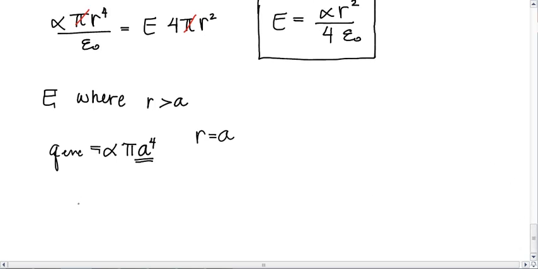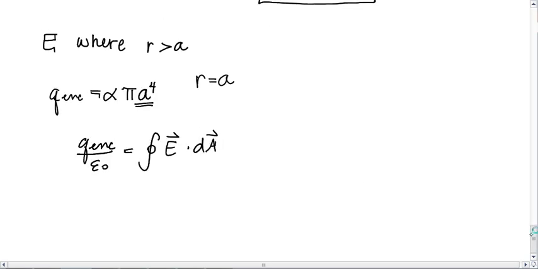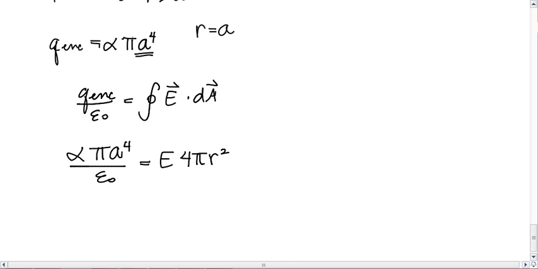So now, using Gauss's law, that's alpha pi a to the 4th over epsilon naught. But this area is the area of the Gaussian surface, which is 4 pi r squared. So your pi's can cancel, and we're left with the electric field is equal to alpha a to the 4th over 4 epsilon naught r squared.